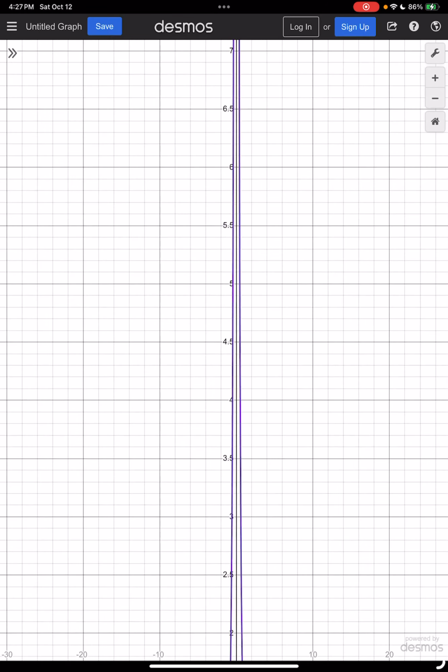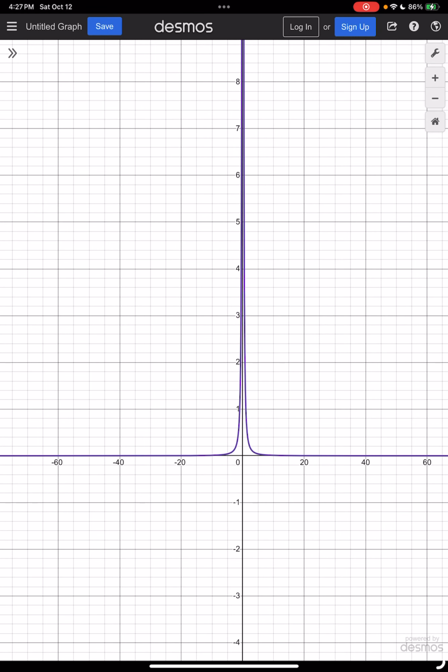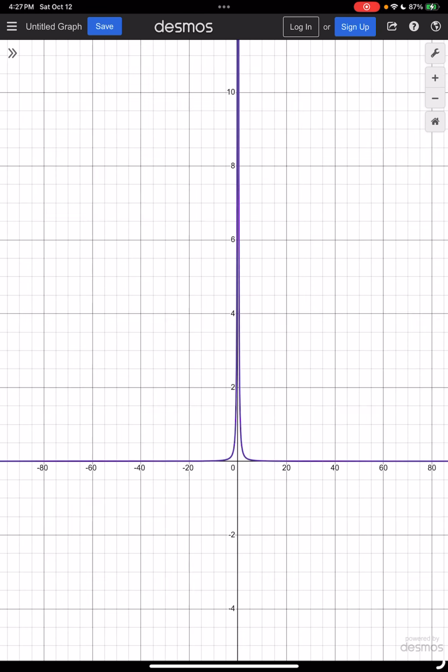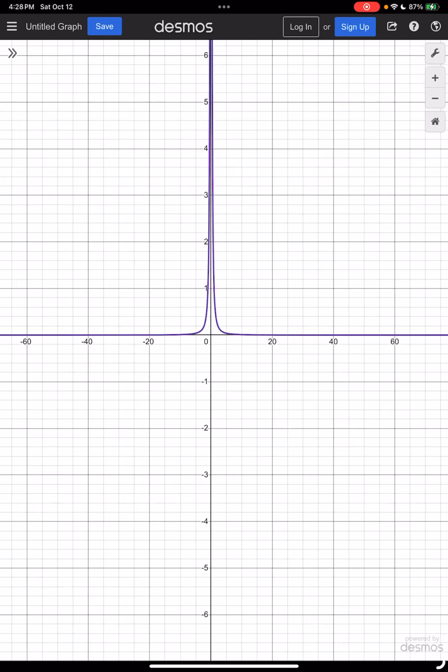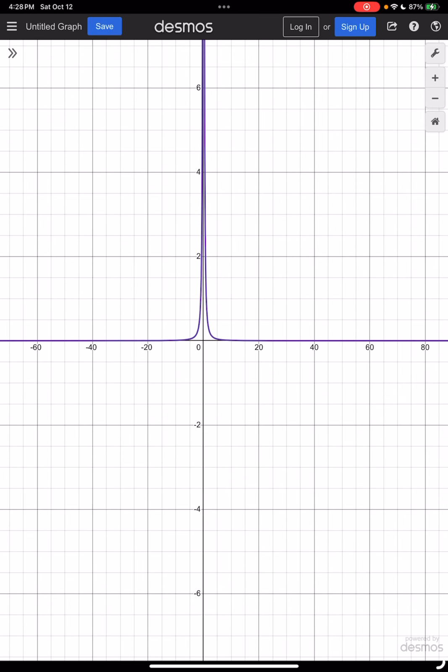As we were getting closer and closer to 0 here, I'm really still trying to get this thing to work out. As we get closer and closer to 0, the function blows up in value. It gets larger and larger by a lot. Yes, I am still trying.